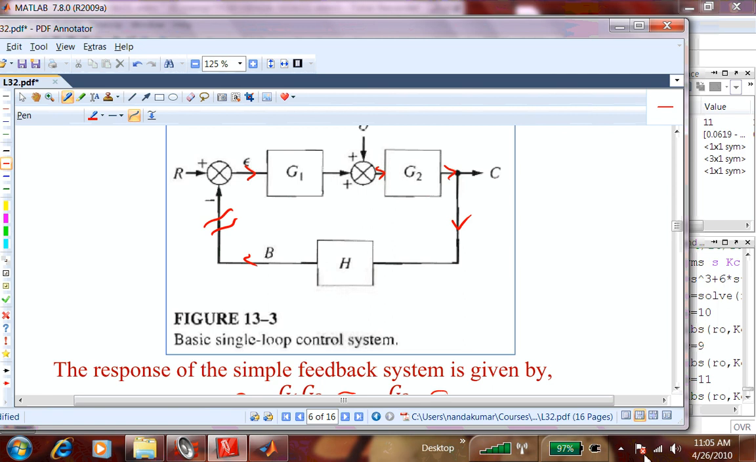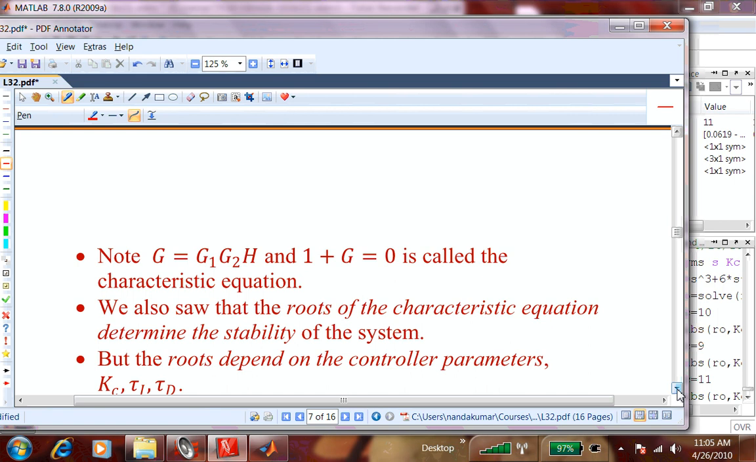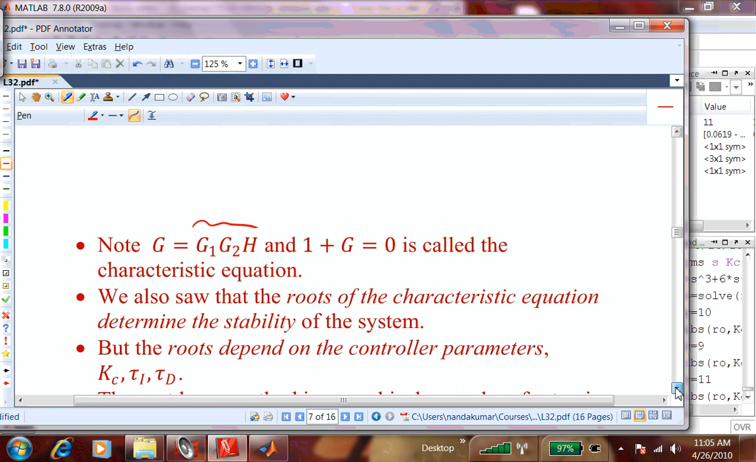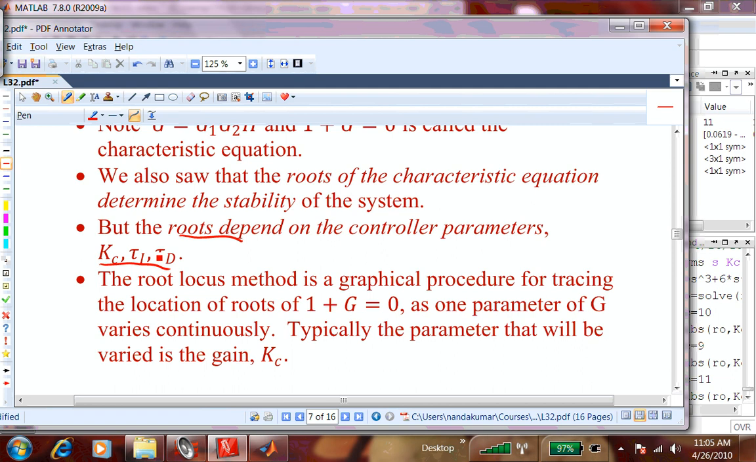And 1 plus G equal to 0, that is your characteristic equation. So G is given as the product of G1, G2, and H. Okay, so the roots depend on all the three parameters in a PID controller. If you have only a P controller, then it depends only on KC.